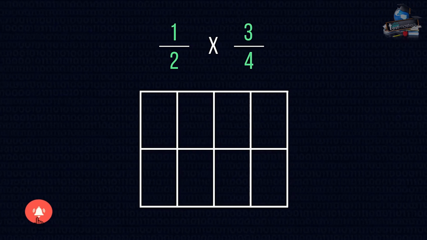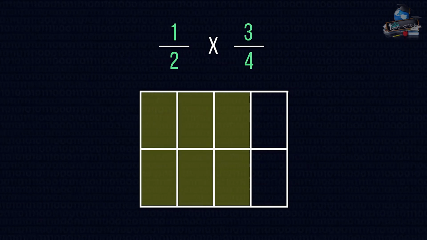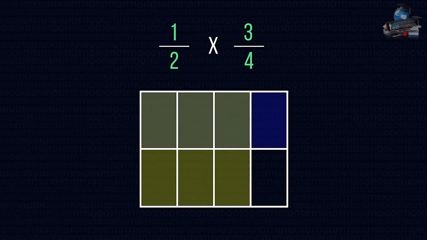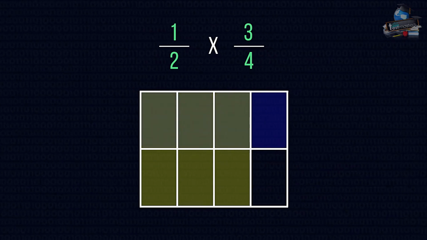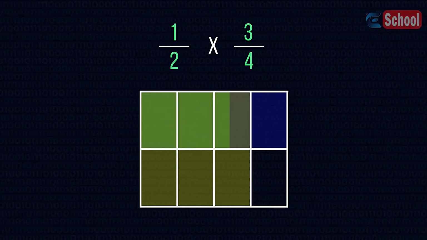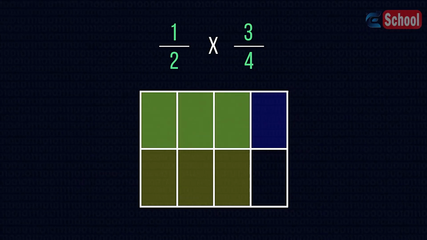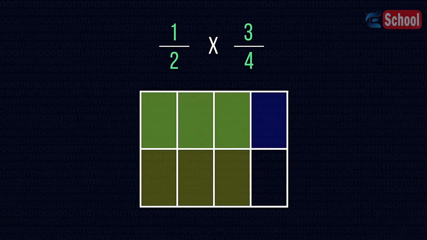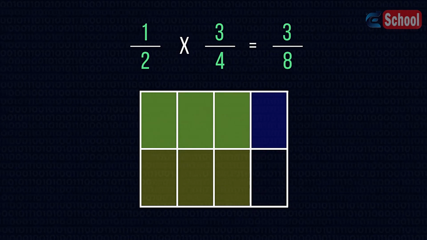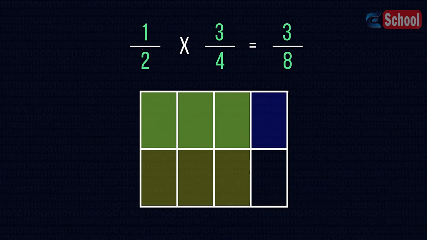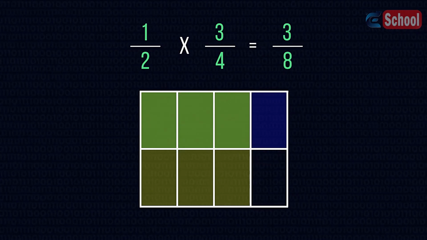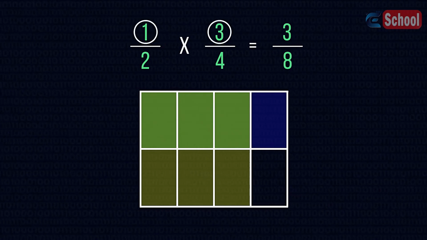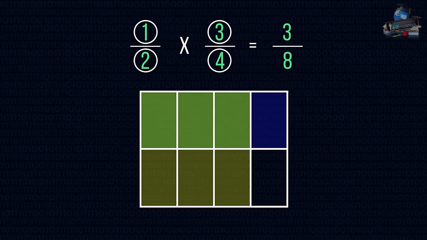As we can see, if we fill 3/4 of the grid yellow, we fill 6 boxes of the 8. When we fill 1/2 of the same grid blue, we fill 4 boxes. Then our overlapping area is green, and we have 3 of these. Therefore, the shaded area is 3/8. So this must be the product of 1/2 and 3/4. To therefore multiply two fractions together, we must multiply the numerators and the denominators by themselves.